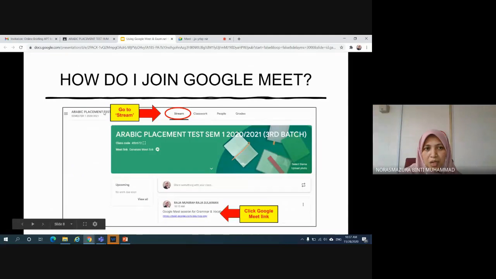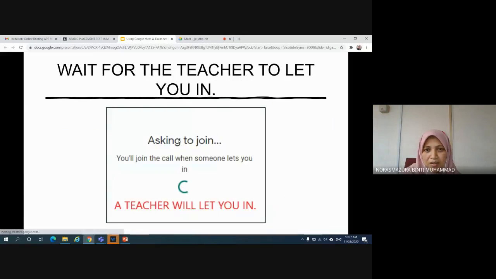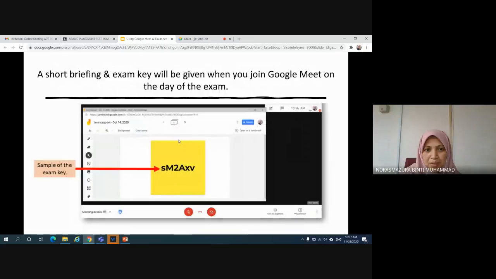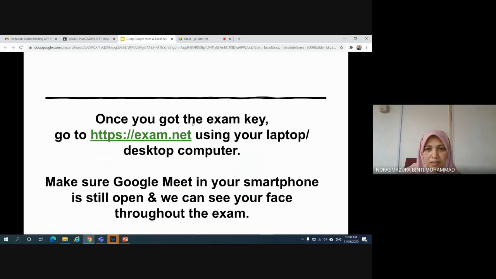How do I join Google Meet? You already know how to join the Google Meet, so I just skip this one. A short briefing and the exam key will be given when you join Google Meet on the day of the examination this afternoon. Once you get the exam key, go to this website using your laptop. Make sure Google Meet on your smartphone is still open and we can see your face throughout the exam.